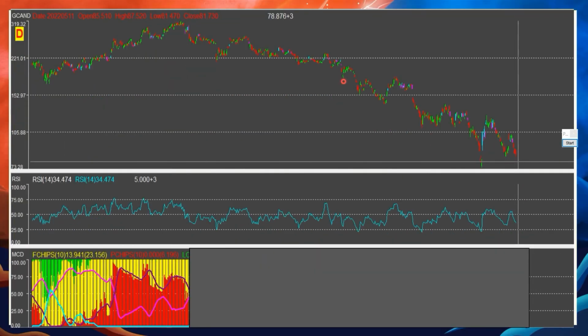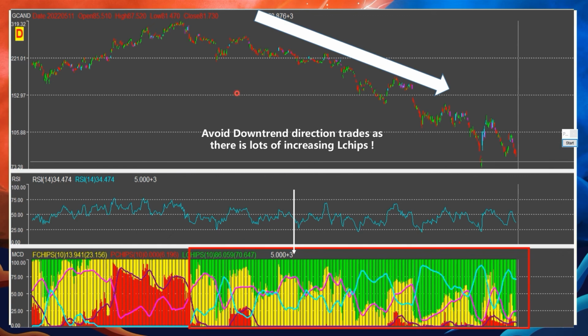Now, if you look at this, this is in a downtrend. Avoid the downtrend because there's a lot of log chips.